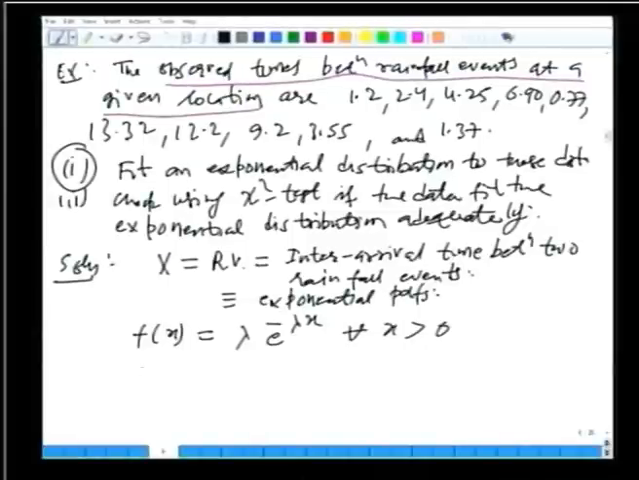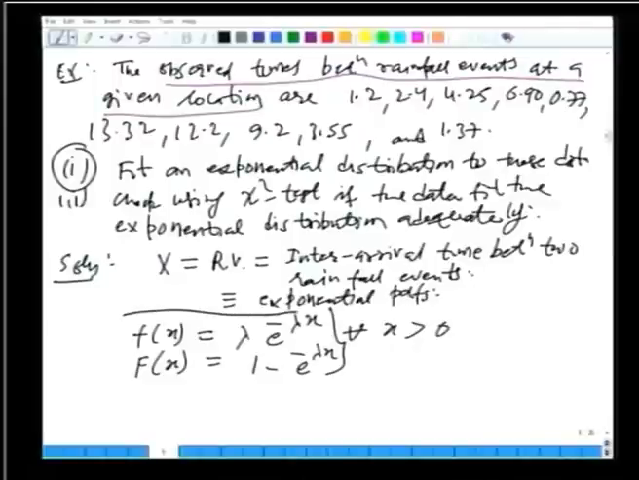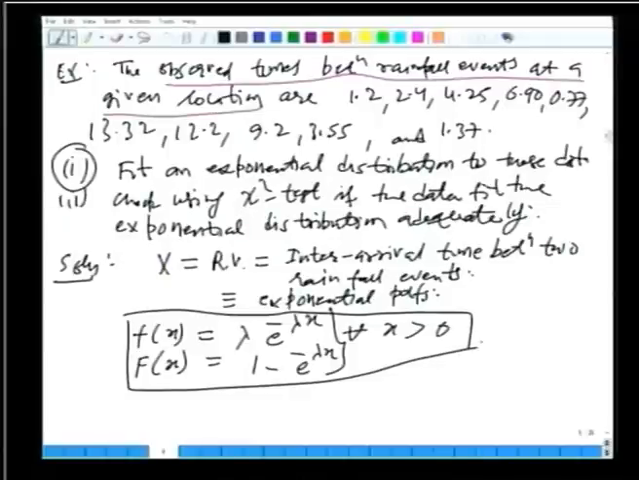So, this is your small f of x or PDF, and we can easily find out that the capital F, if you integrate it, is going to be 1 minus e minus lambda x. Okay. So, this is the equation of your exponential PDF or distribution. Now, what we have to do is determine the value of this parameter lambda in this first step. So, let us do that. Fit exponential PDF means what?